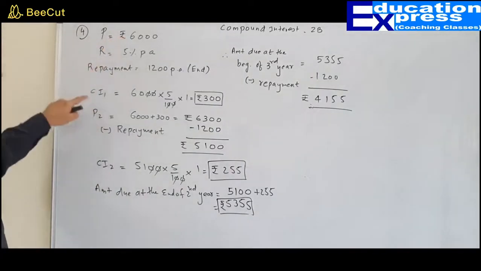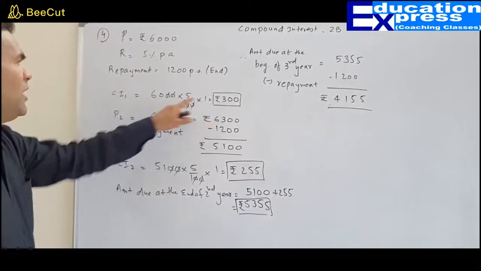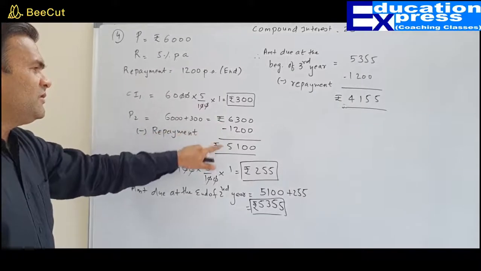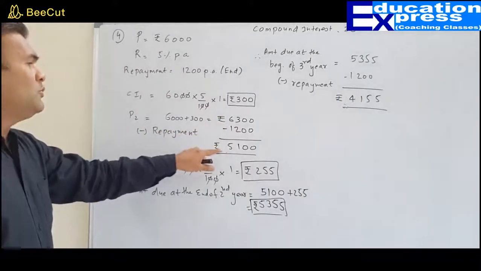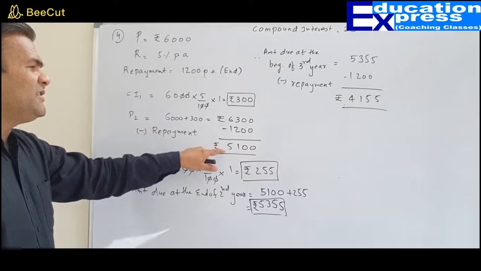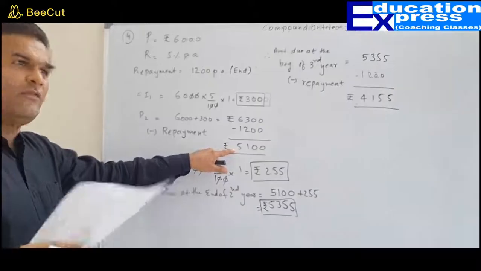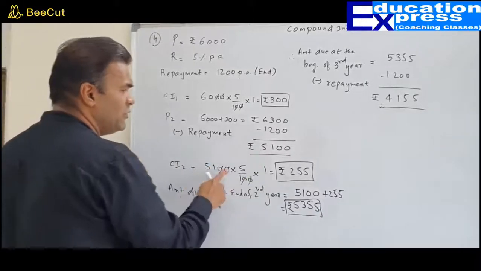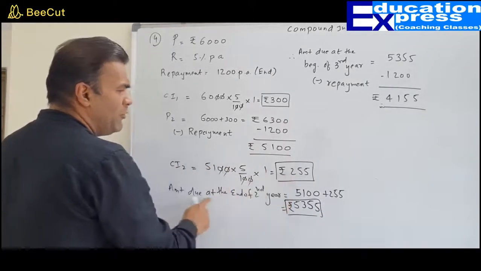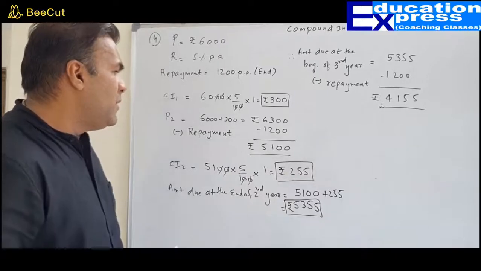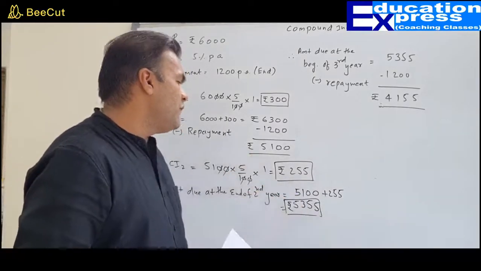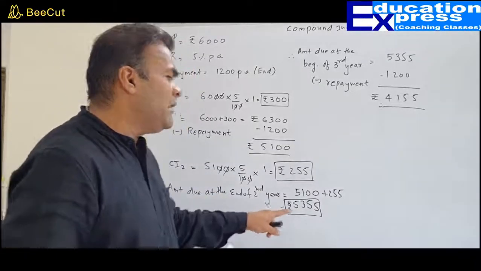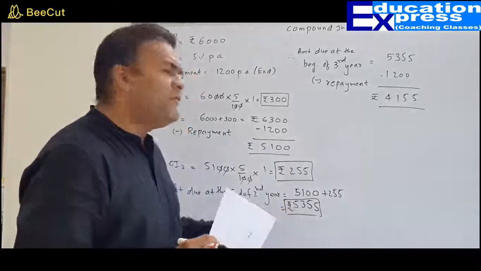Question was very simple. I'm borrowing 6,000, interest for first year 300. So total amount would be 6,000 plus 300. Then I paid for the first year. So the balance at the end of first year is same as balance at the beginning of the second year. Interest for second year is 5100 into 5%. So amount due at the end of second year would be 5100 plus 255. That is 5355.